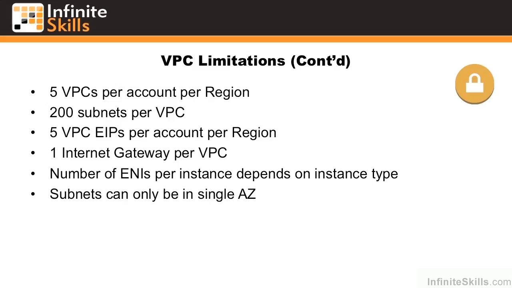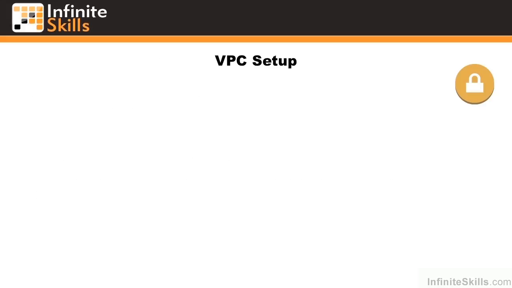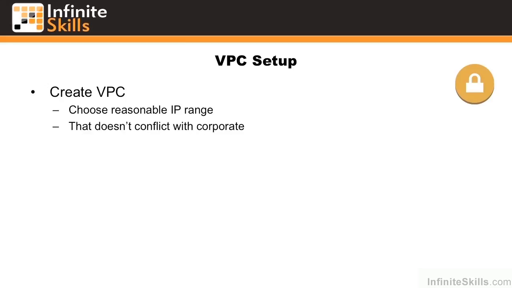VPC has a lot more limitations. You can only have 5 VPCs per account per region, 200 subnets per VPC, 5 VPC EIPs, or elastic IPs, per account per region, 1 internet gateway per VPC. The number of ENIs per instance, again, depends on the instance type, and subnets can only belong in a single AZ.